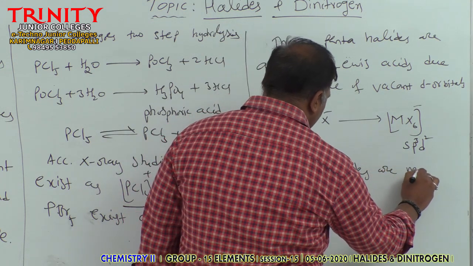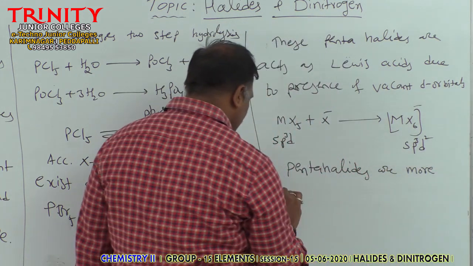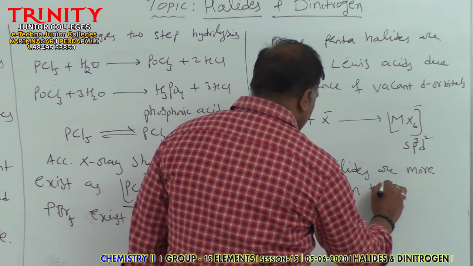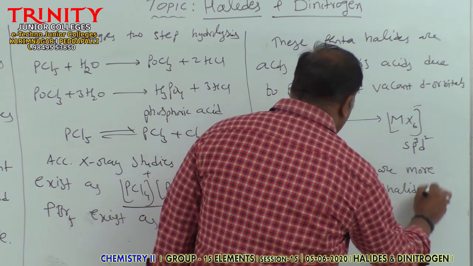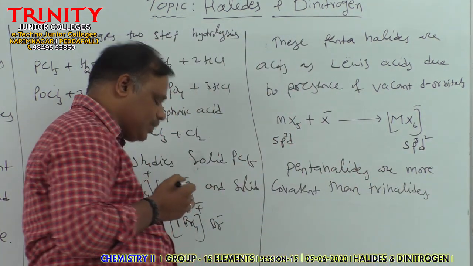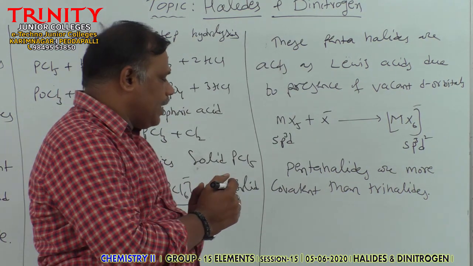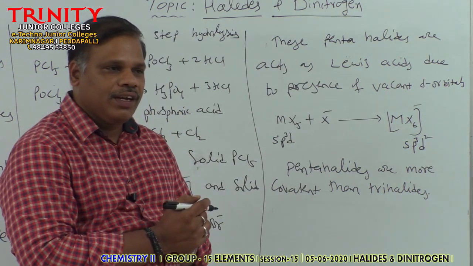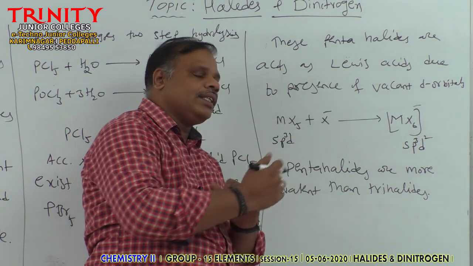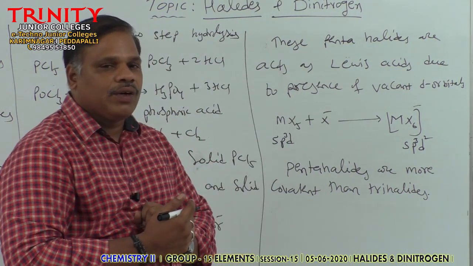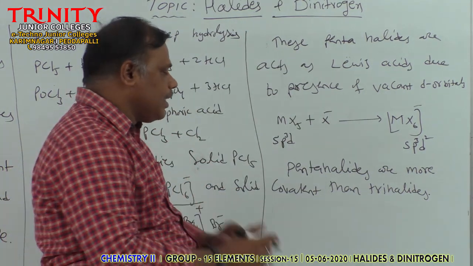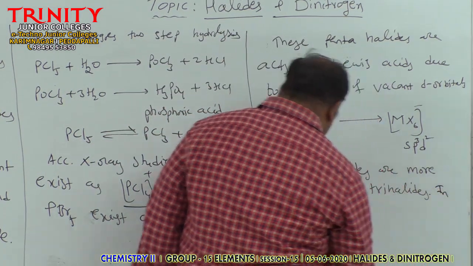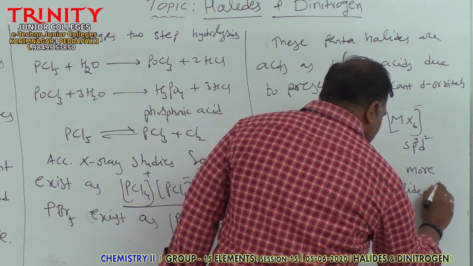Pentahalides are more covalent than trihalides. The reason why pentahalides are more covalent is according to Fajan's rules. In pentahalides the central atom is in +5 oxidation state, in trihalides in +3 oxidation state. +5 oxidation state means charge increases, polarizing power increases, then covalent character increases.